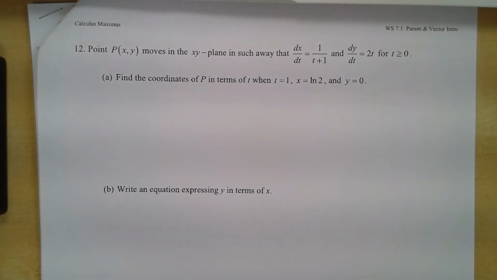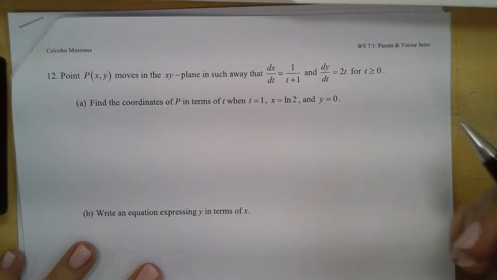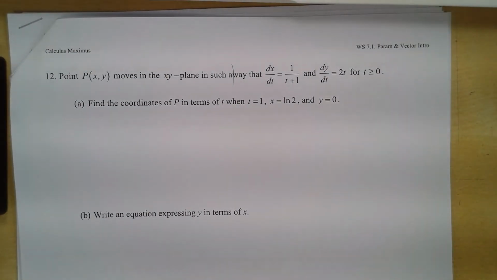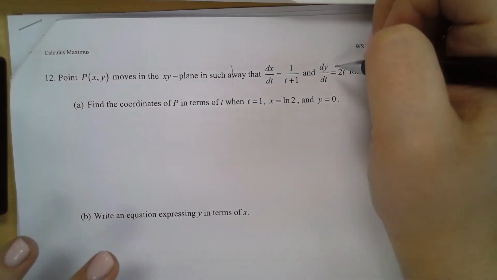Hopefully yes. Let's do another free response question here. Okay, point xy moves in the xy plane in such a way that dx over dt equals 1 over t plus 1 and dy over dt equals 2t. Find the coordinates of p in terms of t when t equals 1, x equals ln of 2, and y equals 0. Okay, well we know our x prime and our y prime, so we need to actually find our x and y.